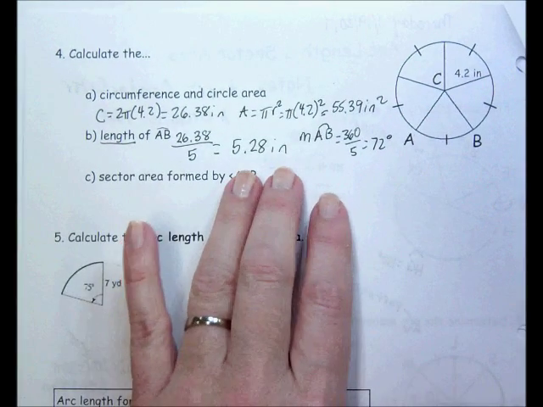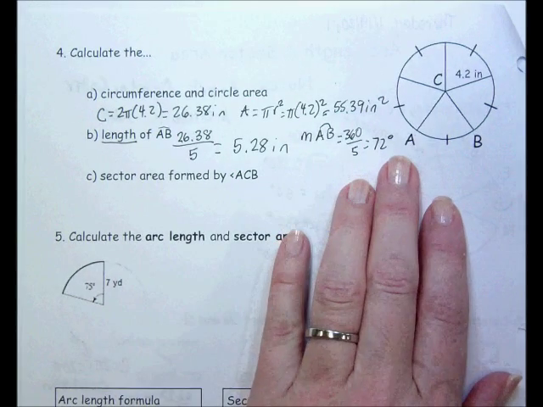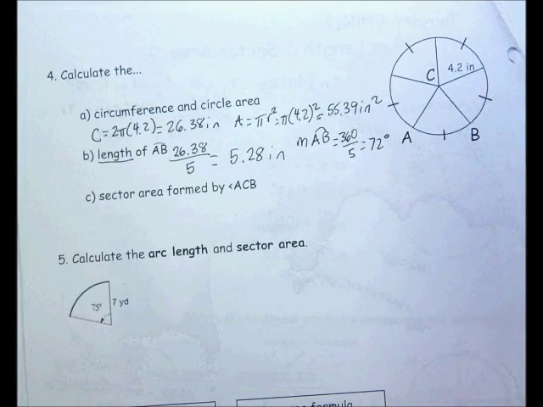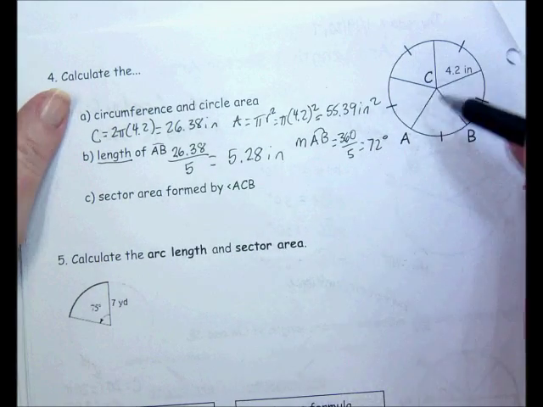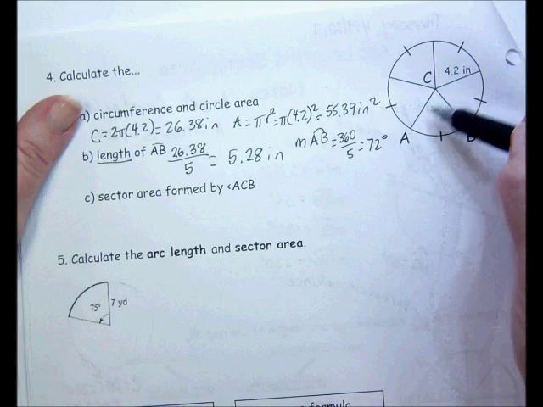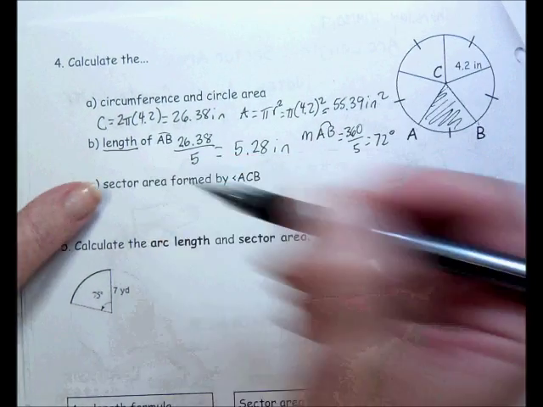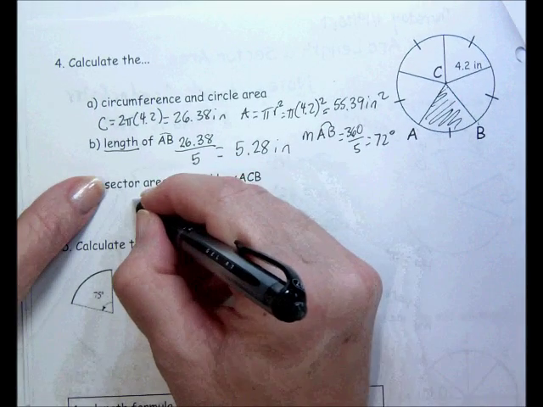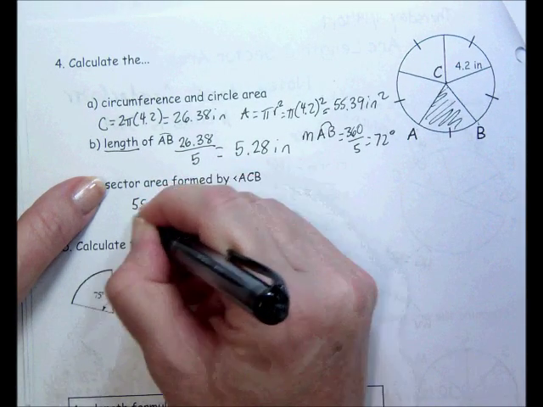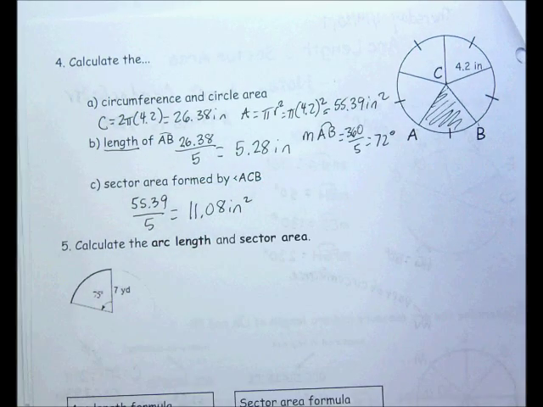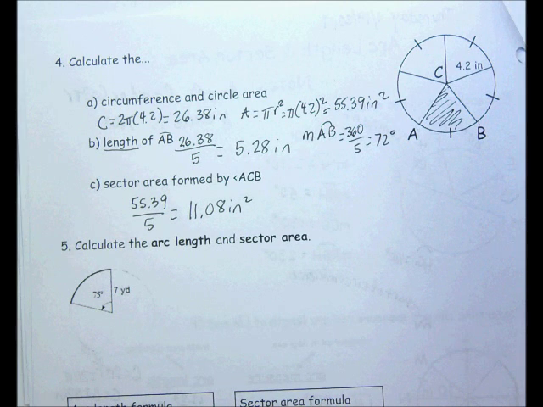So length you will have in a unit measure, or a unit, and then the measure I'm going to find in degrees. Now, the next step is it wanted you to find the sector area of ACB. So again, I just want one piece of my pie, or one part of the area. So my total area is 55.39, and there are 5 equal parts, and I just want to know the area of one of those parts, so it's just 11.08. So that's the situation that we have when they're broken into equal parts.